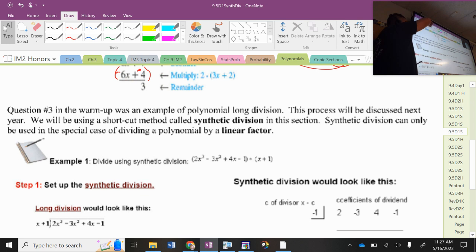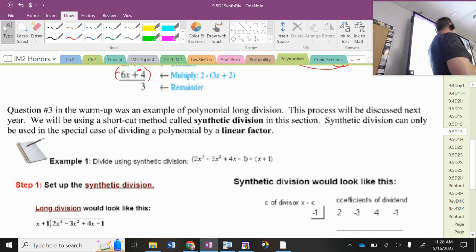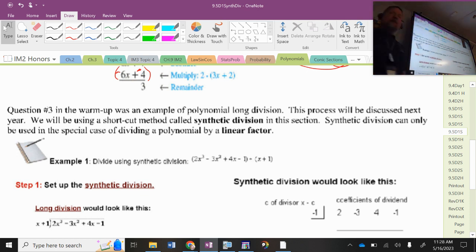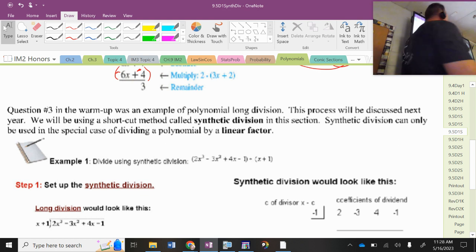I will not make you do that, but for me to show you the next thing, I want you to know what it's replacing. I really do, so that's why I want to go over it. We'll be using a shortcut method called synthetic division in this section. And the reason is that after that, we can equate this to how it works with graphing. We could actually connect it to things that we've already done.